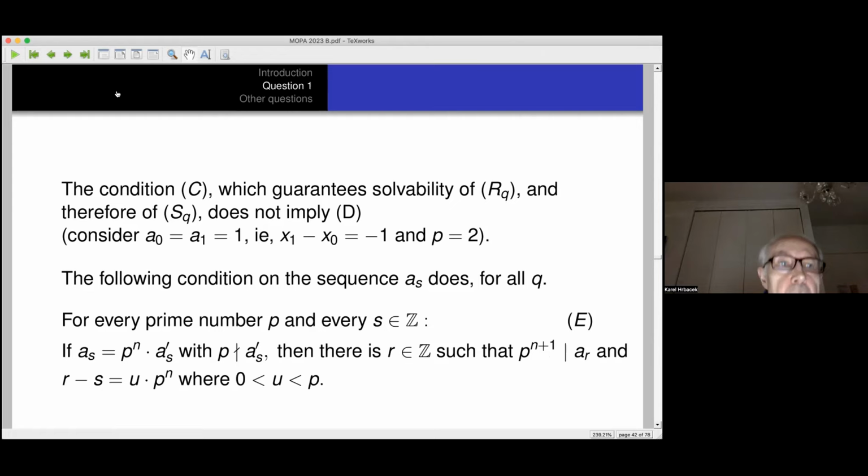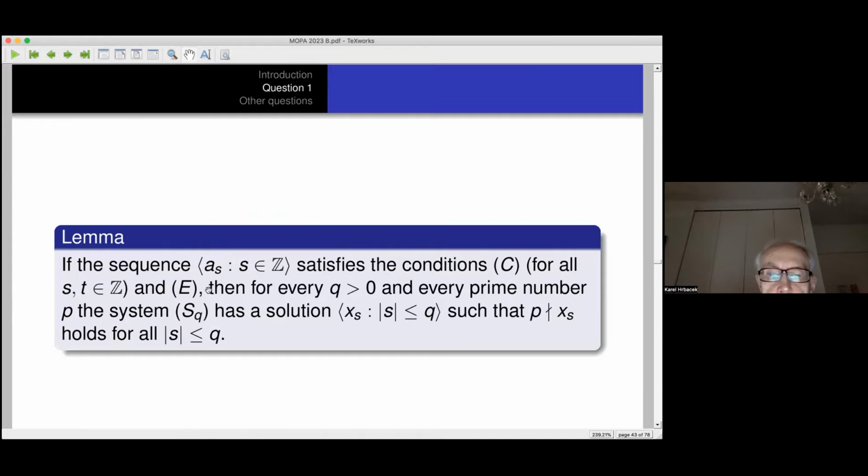Okay, so let's see where we go from here. Now, the lemma that's important here is that if we manage to produce such a sequence that satisfies both the condition C and the condition E, then for every Q and every prime number P, the system S_Q has a solution such that P does not divide any X sub S in that solution. And that's exactly the requirement of Dixon's conjecture for our system of linear sequences.